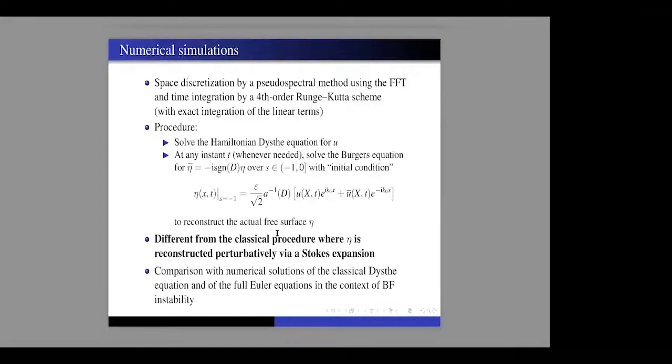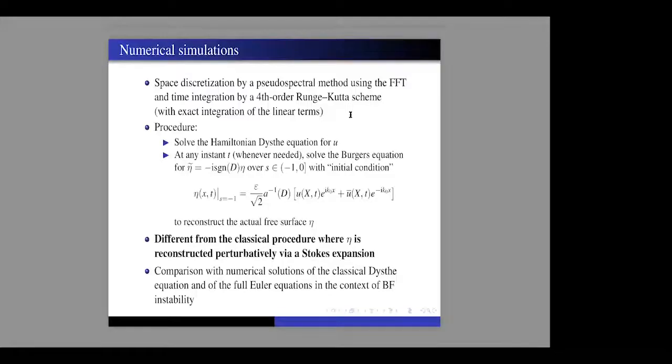So it's somewhat different from the classical procedure, right? Again, if you remember what I showed you on one of the first slides. In a classical procedure, eta is typically given by a Stokes expansion with a finite number of terms. So it's a perturbative approach. And here, how you reconstruct the free surface is by solving numerically the flow associated with the normal form transformations, which is a Burgers equation. And it doesn't cost much, right? Because the Burgers equation is even simpler than the Dysthe equation. You can embed this in the same code and get the results pretty much for the same cost.